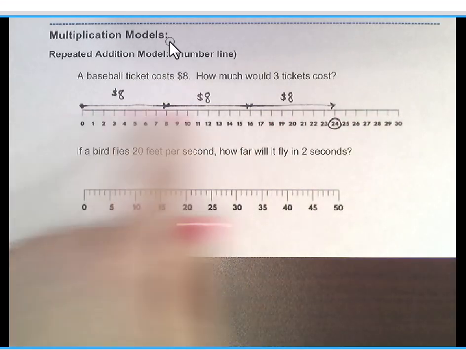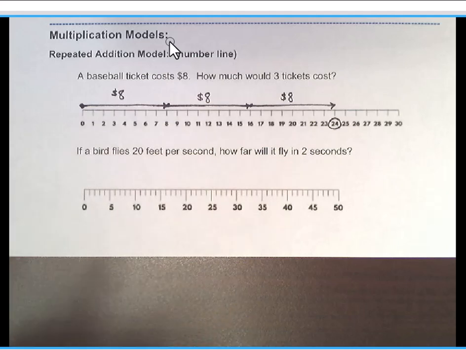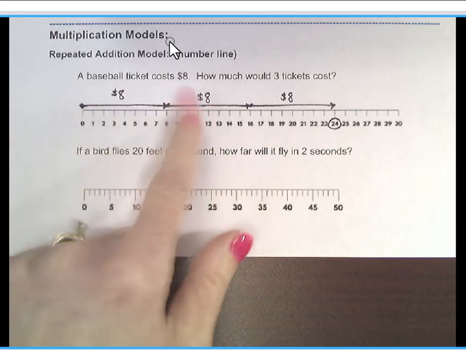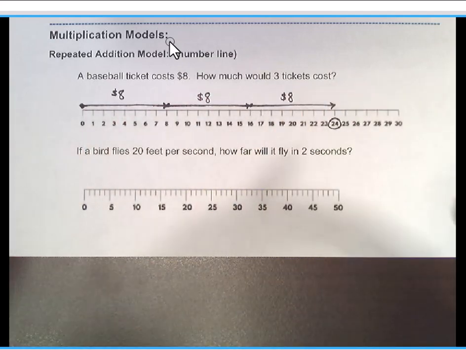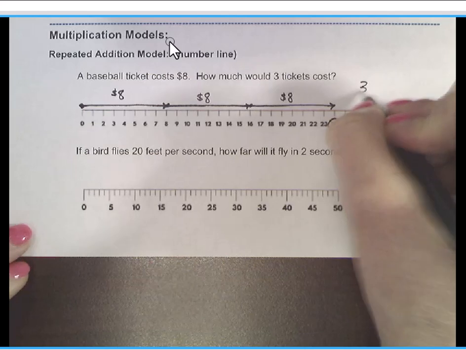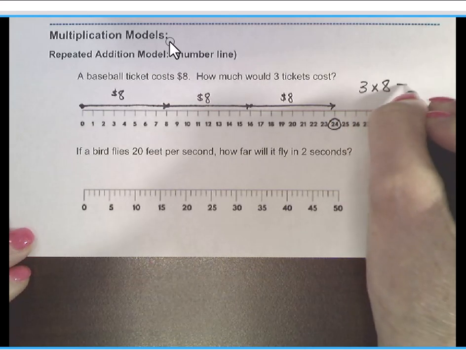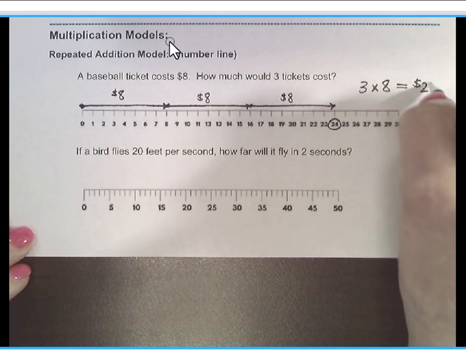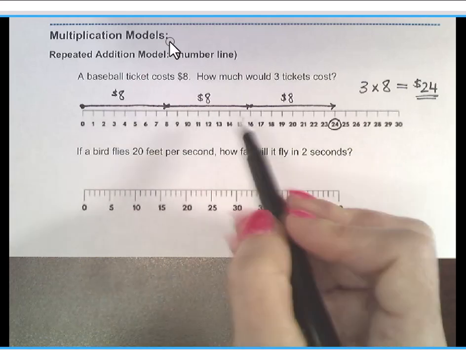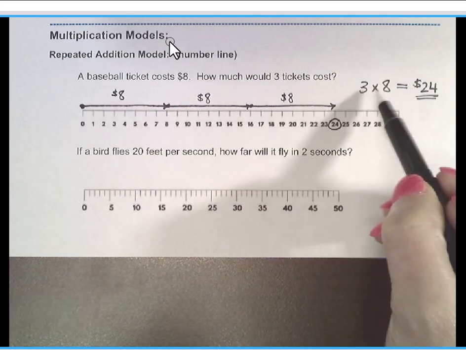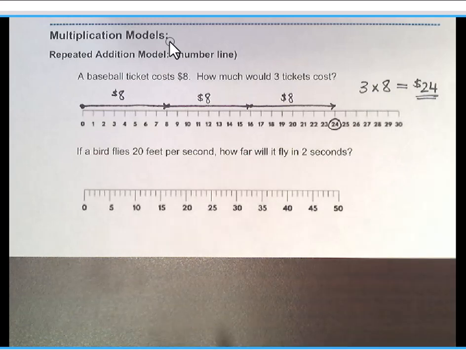So when you look at this, you have to say to yourself, is that 3 groups of 8 or is that 8 groups of 3? Well, I see 3 8s. So to me, that's 3 groups of 8 if we do this by definition, which would be $24. Of course, we'll put a label on the answer since it's a word problem. So if a baseball ticket costs $8, how much would 3 cost? It's 3 groups of 8, which would be 24. So that's the way you would model that one based on the way that it's written.